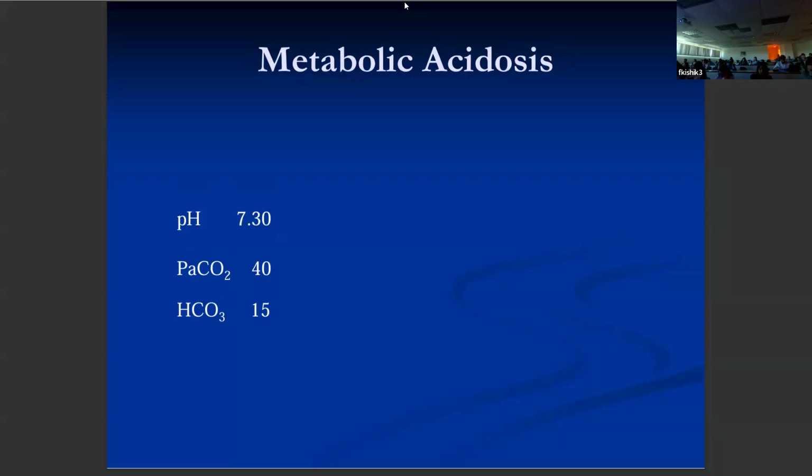pH 7.30. Acidosis. CO2 40, bicarb 15. So the bicarb is abnormal. So you have a metabolic acidosis.